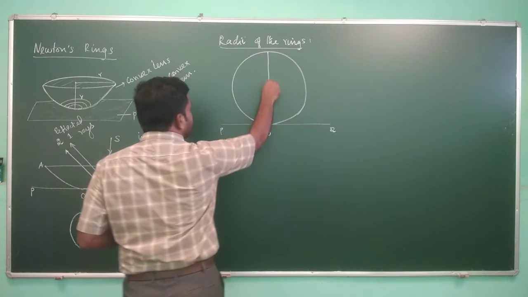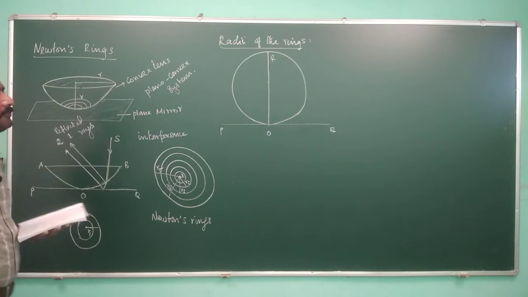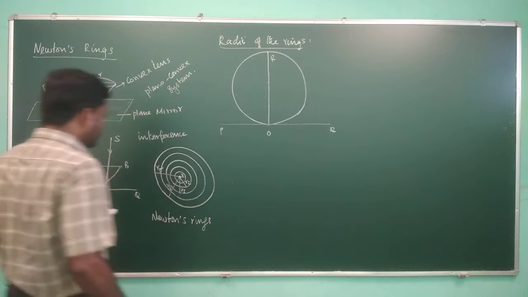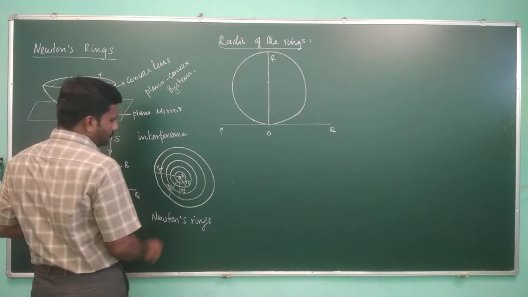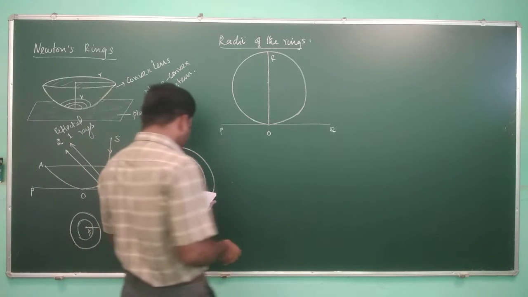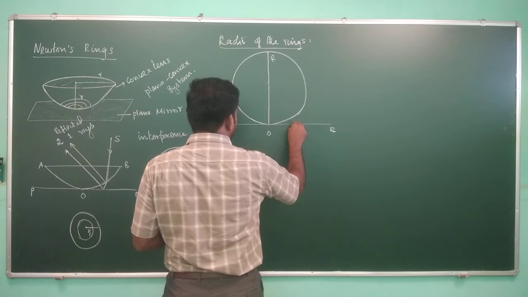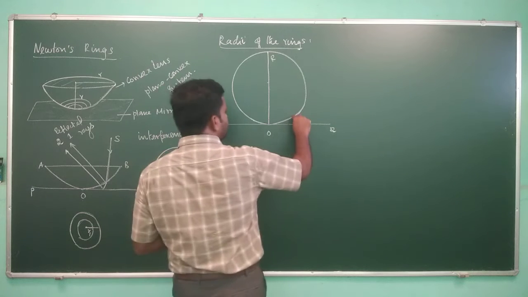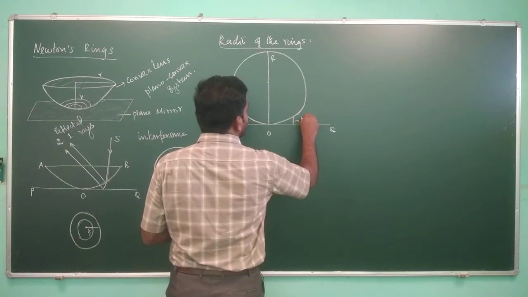Now let's draw a vertical line. Let's say this capital R is the diameter of this circle, and let us consider the mth ring. So the first ring, second ring, third ring, fourth ring, like that. Let us consider the mth ring, which occurs somewhere here. At this point, this is the thickness of the film for the mth ring. We can define this thickness as T.